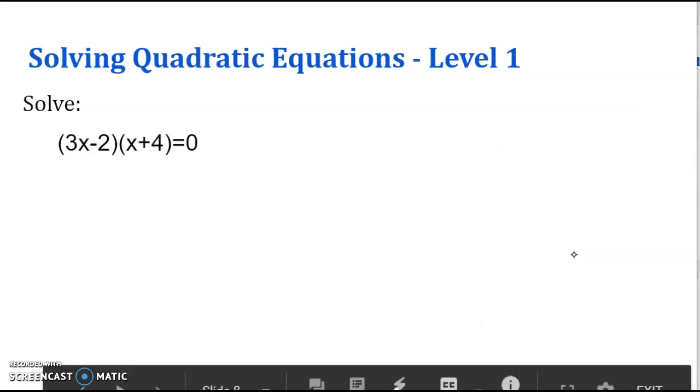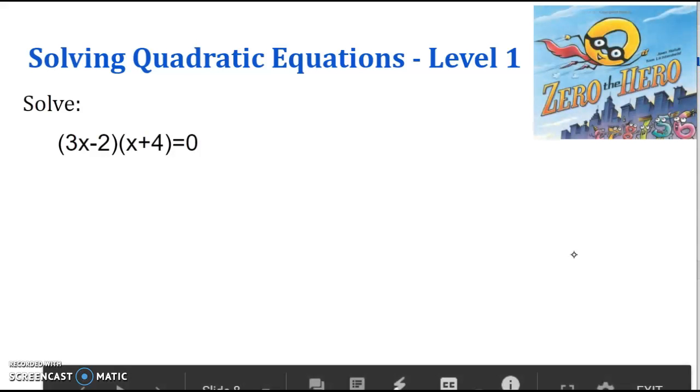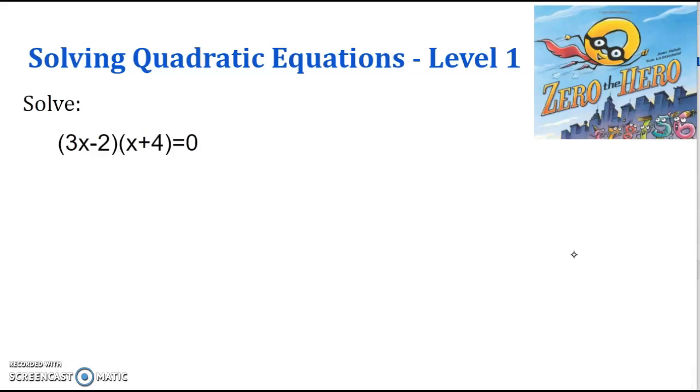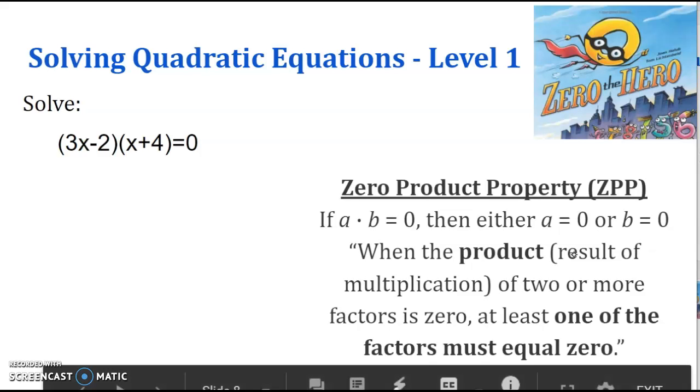Okay, so let's start with level 1. If you were asked to solve (3x - 2)(x + 4) = 0, how would you do that? Well, here comes our 0 the hero. 0 is a very special number because we can use the zero product property, or ZPP.